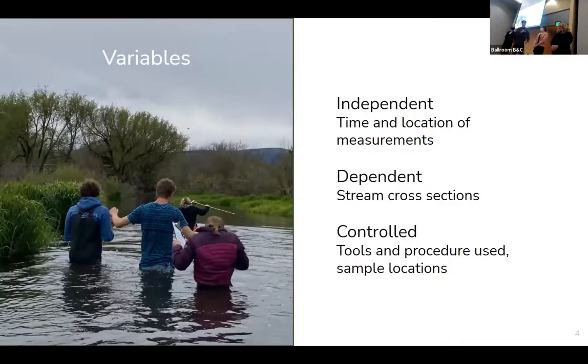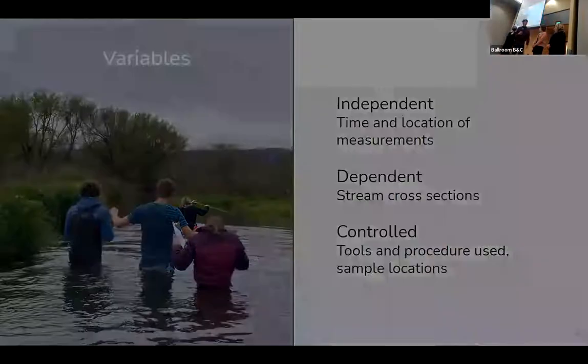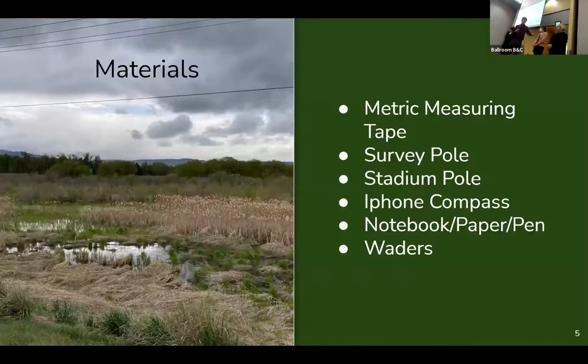All right, so for the variables of our experiment, for independent, we have the time and location of measurements. For our dependent variables, we have the stream cross sections at the three sites. And for the control, we have tools and the procedures of our experiment. And our materials, we had a metric measuring tape, a survey pole, and a stadium pole, which we borrowed from the college, and some iPhone compasses, some notebook pen and paper, and some waders we borrowed from our school's vice principal.